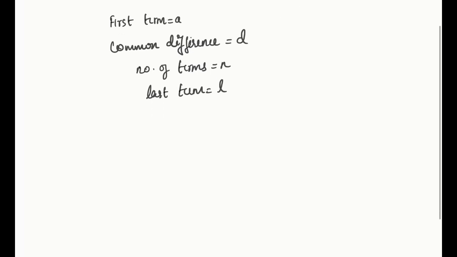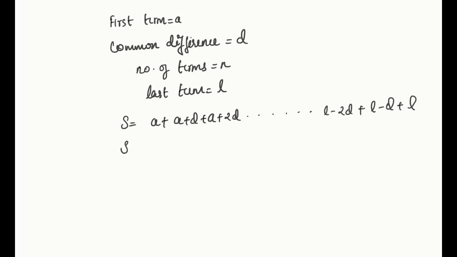So what is S? S will be equal to A plus (A plus D) plus (A plus 2D), and it goes like that. Finally we will have (L minus 2D) plus (L minus D) plus L. Again I am trying to reverse this equation. What do I get? L plus (L minus D) plus (L minus 2D), and so on, until (A plus 2D) plus (A plus D) plus A.